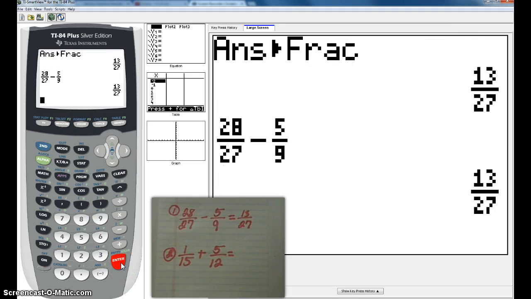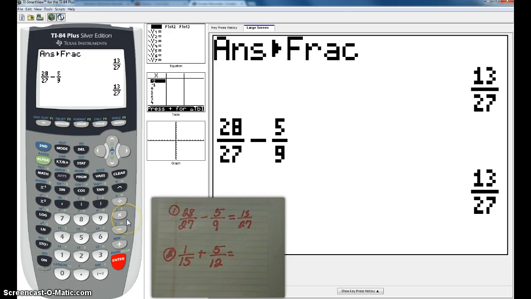If you have the upgrade and you do it this way, you see that your answer does not come out in decimal form like it did in the first one. It comes back out here in fractional form. Okay? So let's try that again, and we're going to try it with an addition problem.